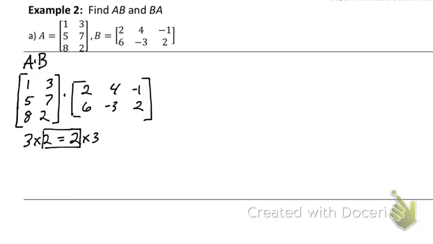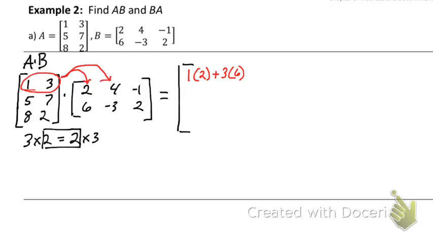Let's go ahead and do this. So we're going to end up with a 3 by 3, so let's just start forming our 3 by 3. We are going to take that 1 and that 3, that row, and multiply it by the first column. So that's going to be 1 times 2 plus that 3 times 6. Then we're going to take that 1 and that 3 and multiply it by that column 4, negative 3, and we're going to stay in that same row. So we are going to do 1 times 4, plus 3 times that negative 3. And finally, with that same row, I'm going to multiply it by that last column. So we are going to have 1 times negative 1 plus 3 times 2.